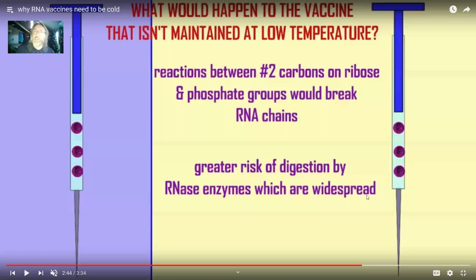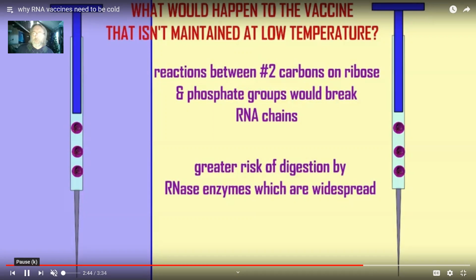So this then is the reason that the coronavirus vaccine needs to be kept so cold. It's a new kind of vaccine using RNA, and RNA is just less stable for the reasons that I've just mentioned, that the chains can break apart, plus the enzymes which degrade RNA are more widespread than those that would degrade, say, DNA in a comparison.